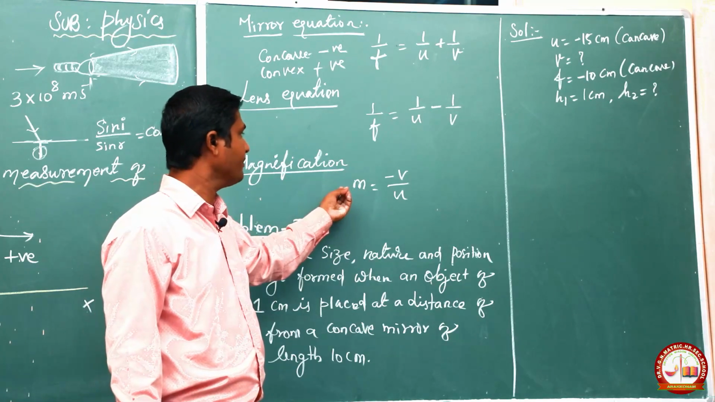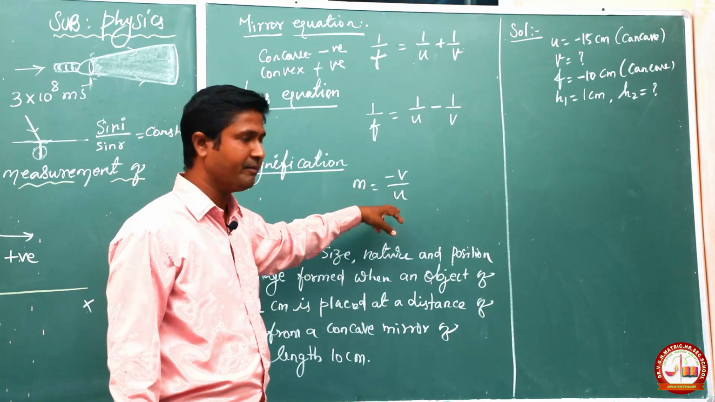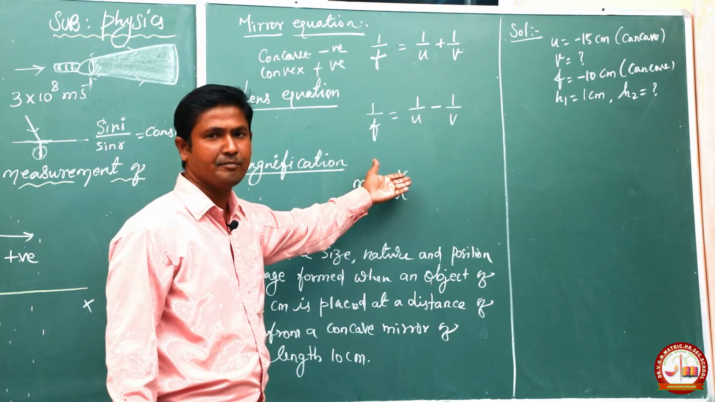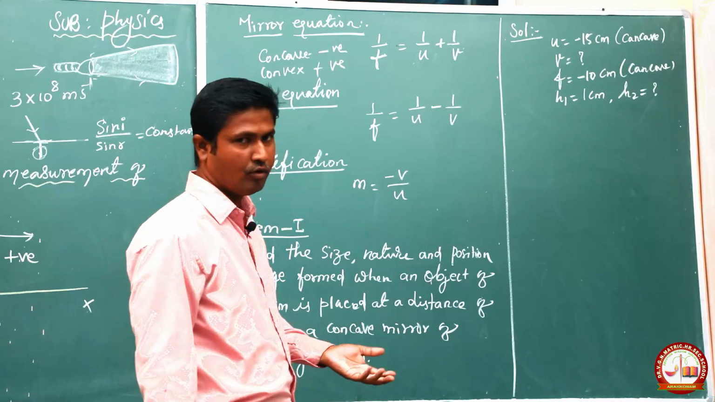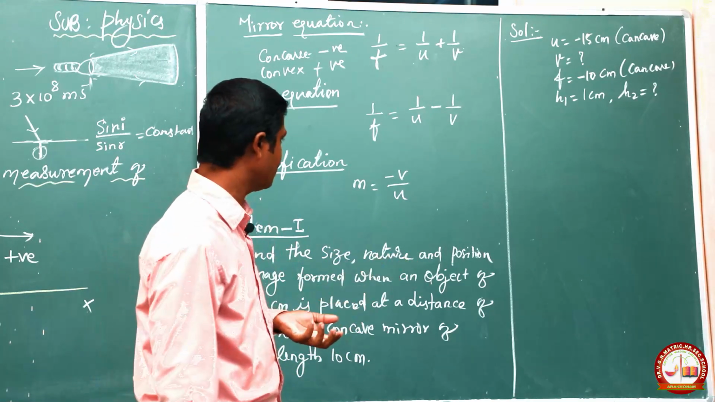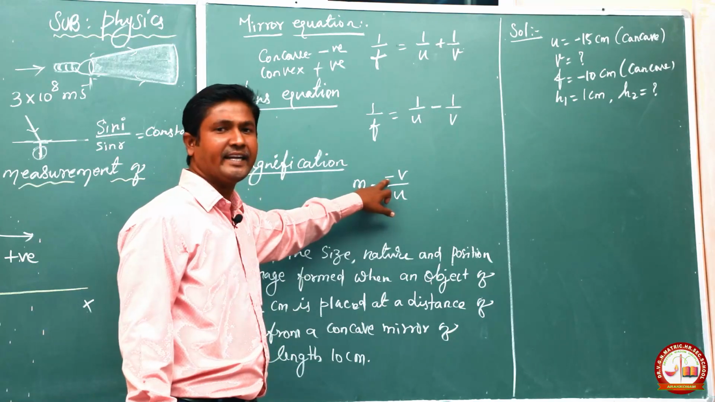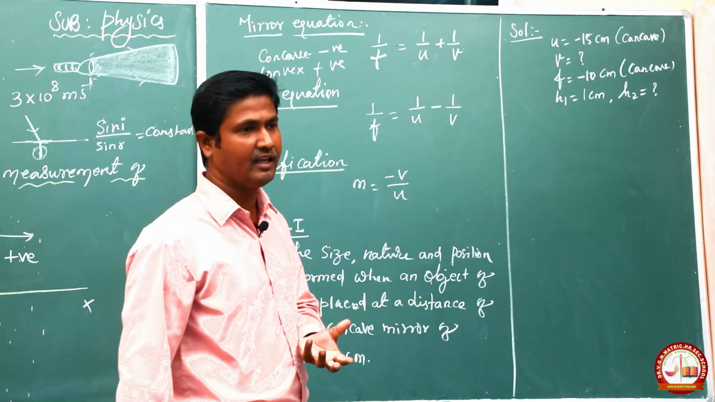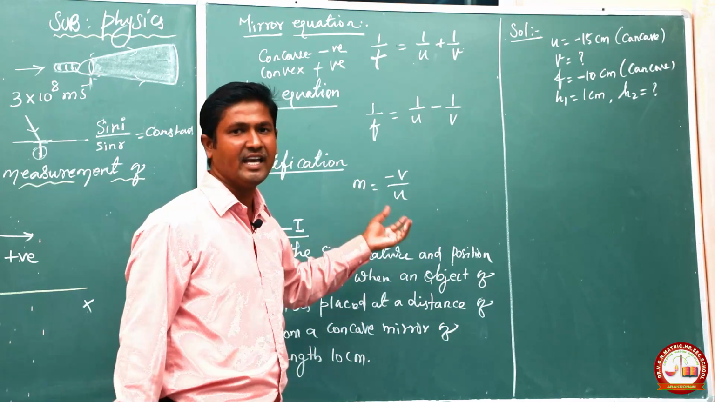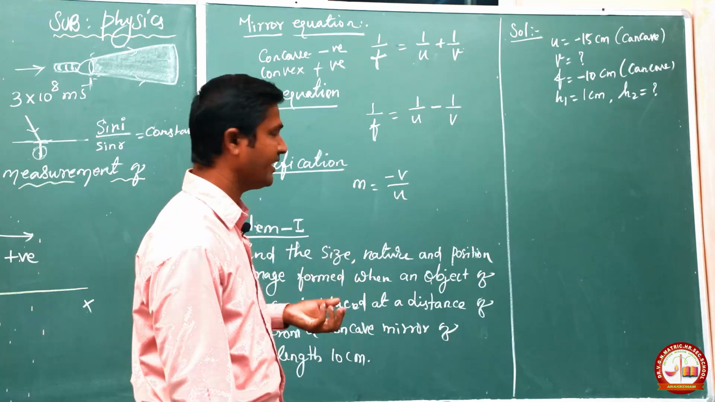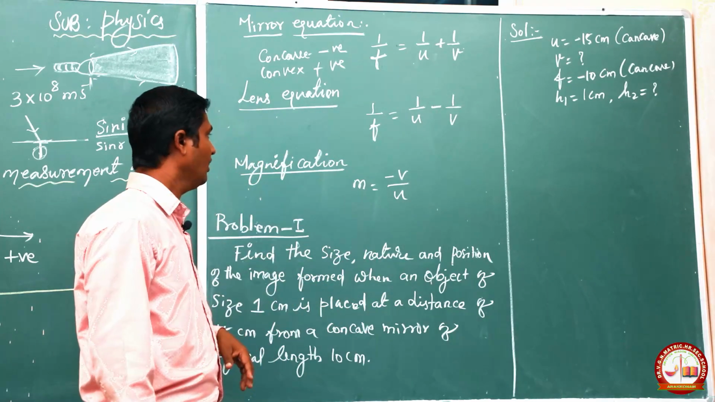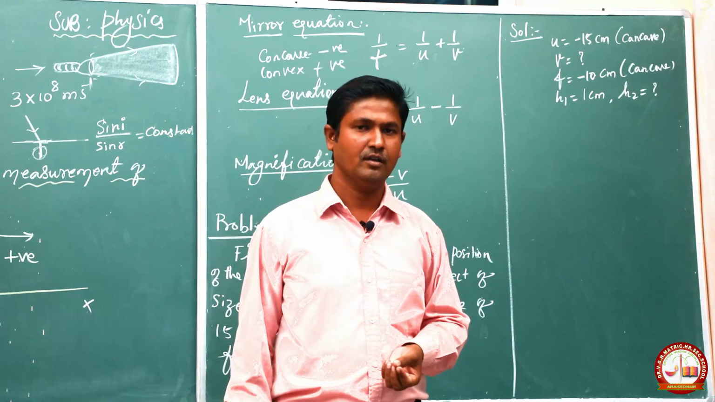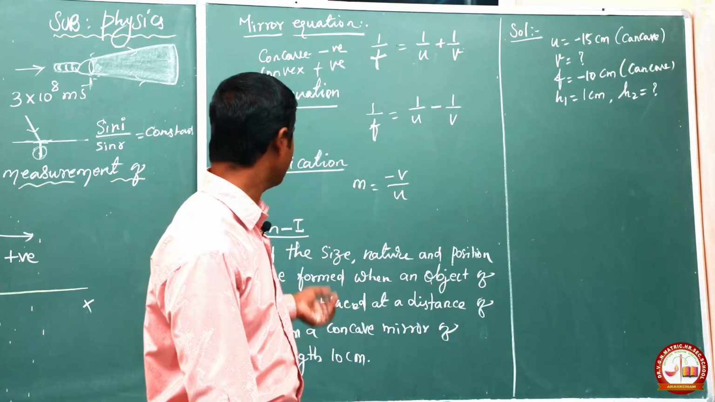Then the formula: m equals minus v divided by u. What is this v? V is the distance of the image. What is this u? U is the distance of the object. So what is this negative symbol? Negative means the real image, not the mirror image. So this is a real image, in the opposite direction. The unit of magnification: there is no unit for magnification.